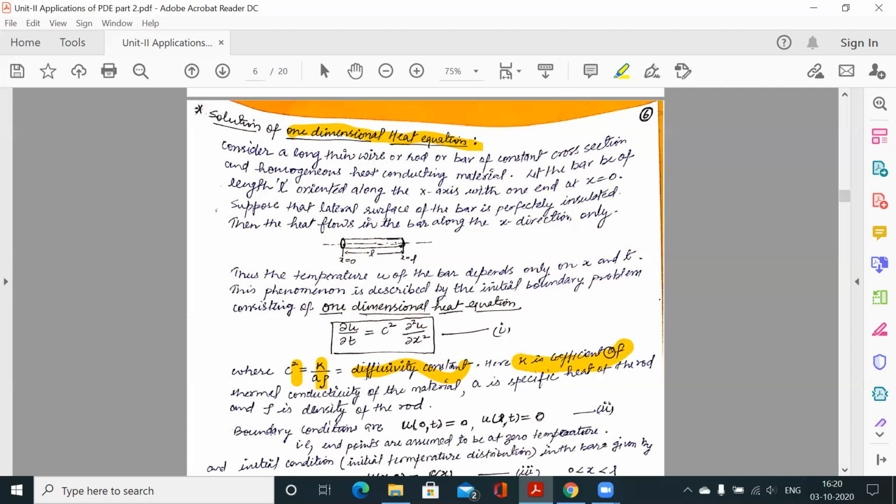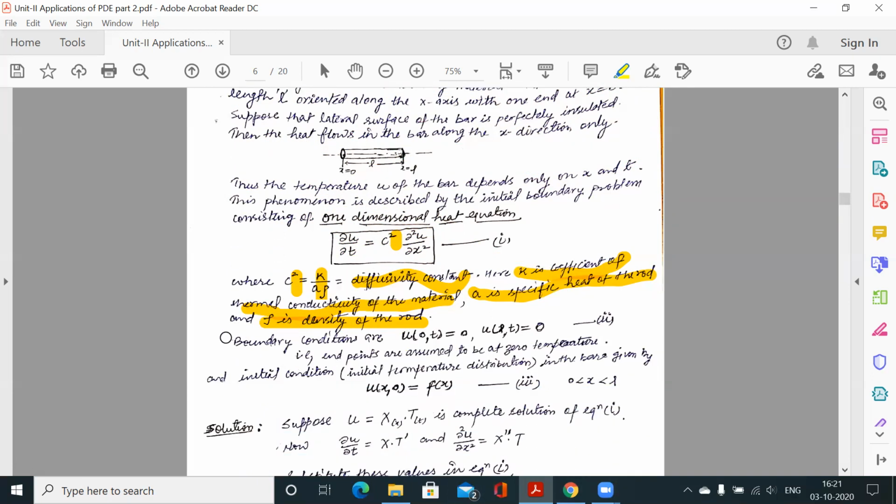K is the coefficient of thermal conductivity of the material, means the material from which we have made this bar or rod. Small a is the specific heat of the rod, and rho is the density of the rod. So c square, which is in terms of K by a rho, is called the diffusivity constant.